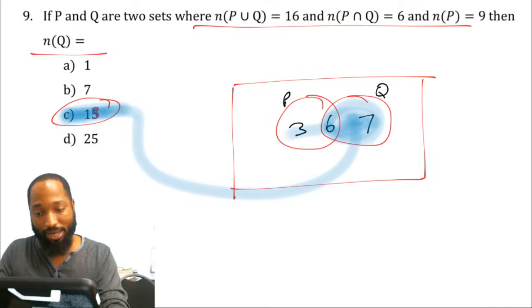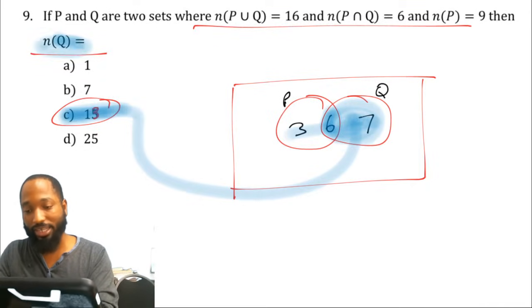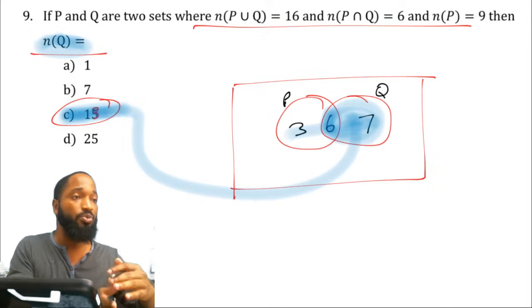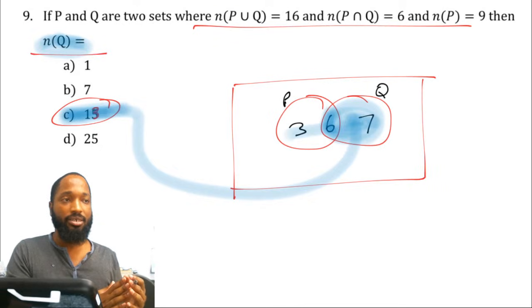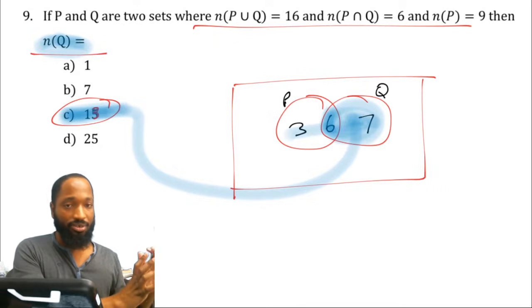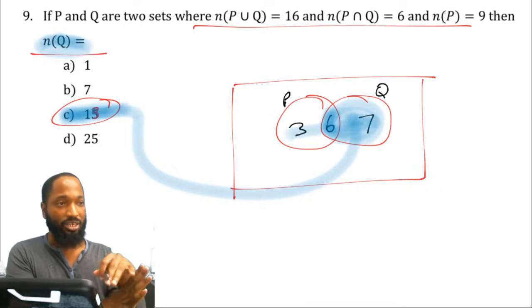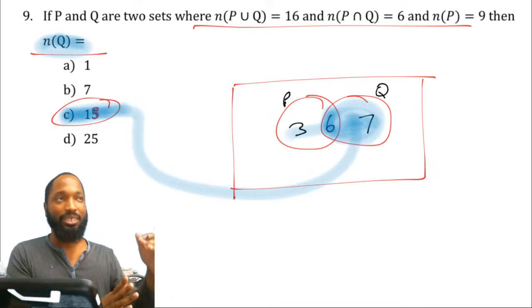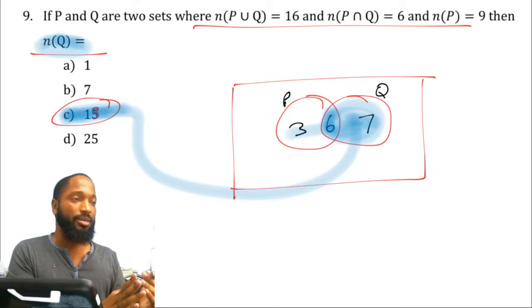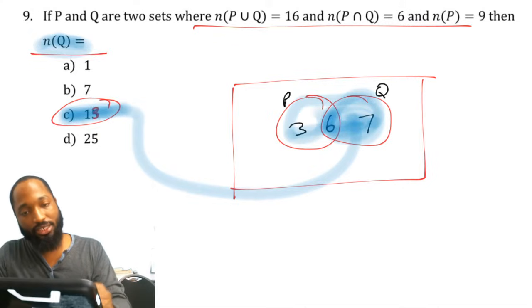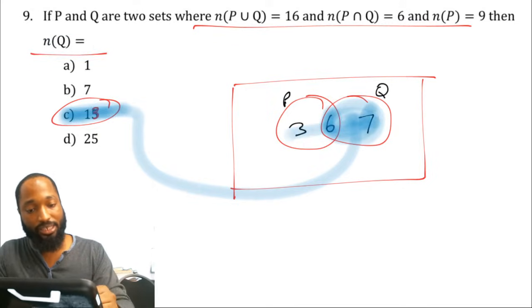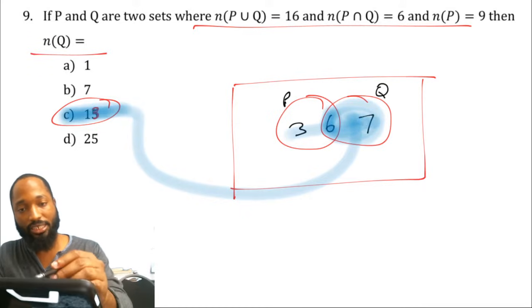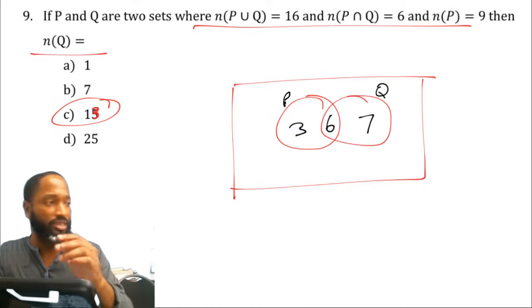Because you need to add back the 6. They're asking you how many elements are there in Q. Not how many elements are in Q only. Q only means Q by itself, you know, without the intersection. Like how many people study maths only, if Q was maths. But if there are 2 subjects, how many people study maths will include this number 7 plus the intersection number.